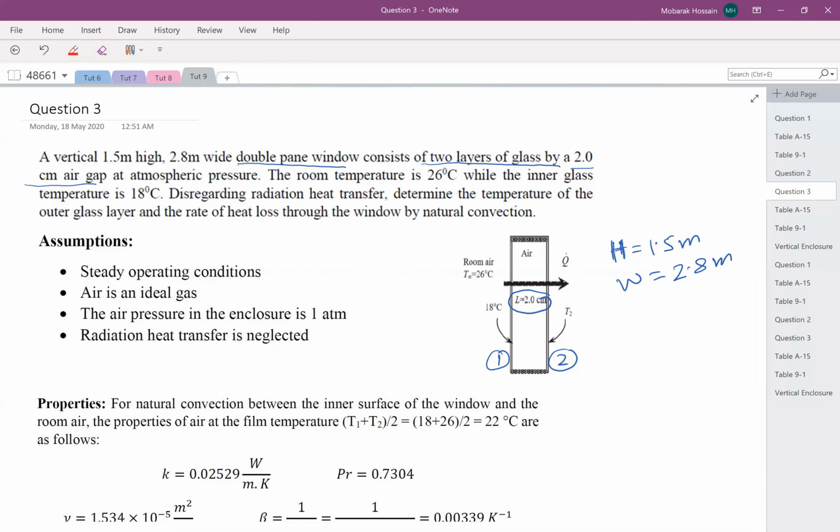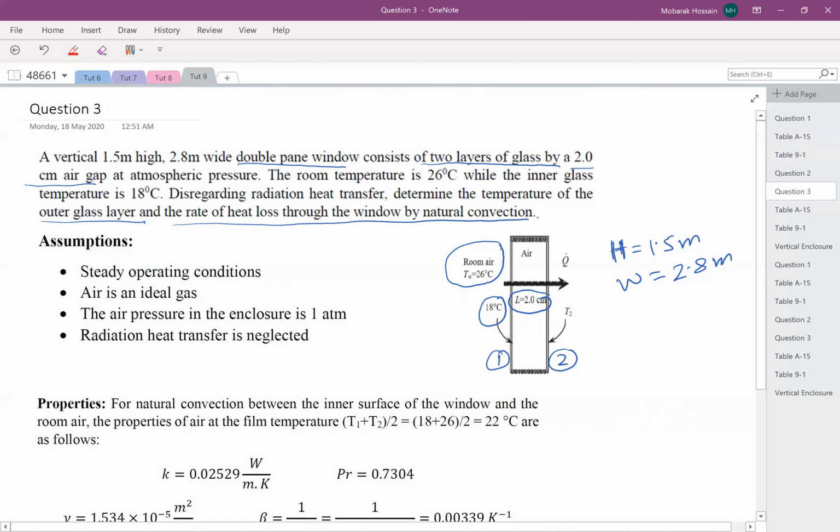And now room temperature. The room temperature is 26 degrees Celsius, while the inner glass surface temperature is 18 degrees Celsius. Now disregarding the radiation heat transfer loss, determine the temperature of the outer glass layer and rate of heat loss through the window by the natural convection.